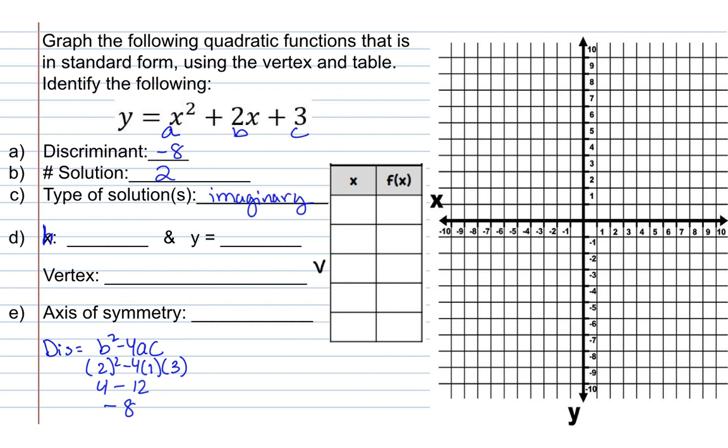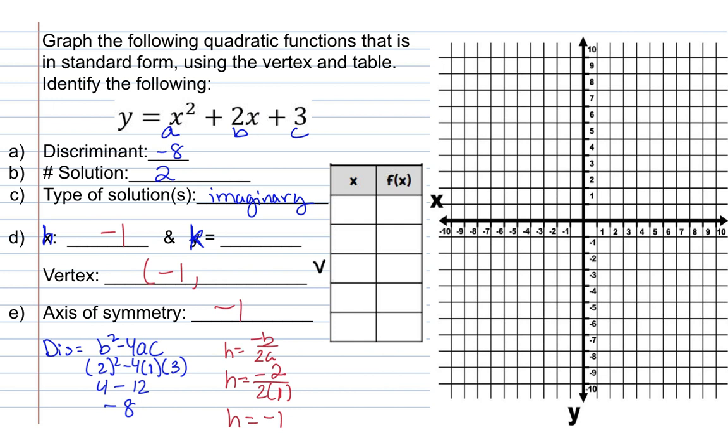Again, this is H, this is K. Okay, so now we're going to find our H. And we know that our H formula is negative B over 2A. So now it's negative 2 divided by 2, and our B was 2 and our A was 1. So H is going to be negative 1. That means our first coordinate of the vertex is negative 1 and our axis of symmetry is negative 1.